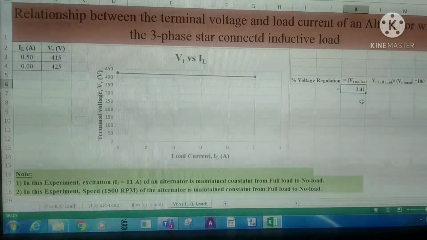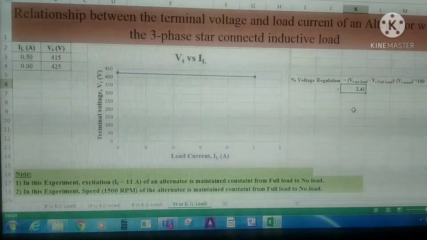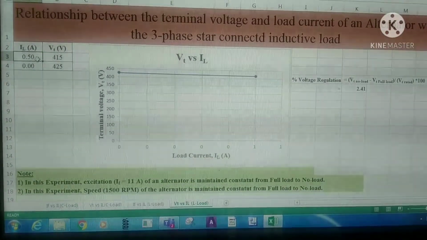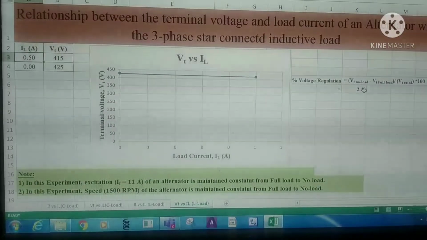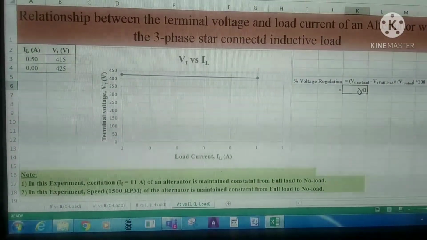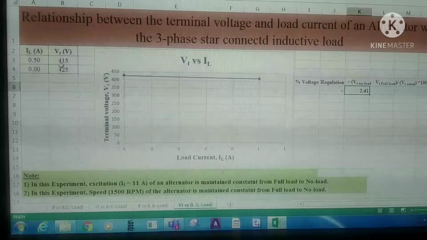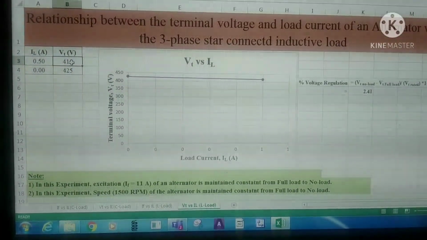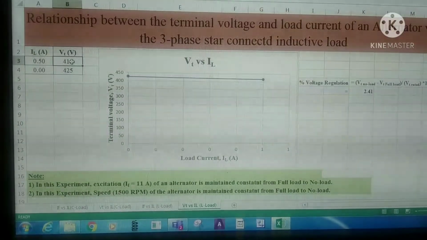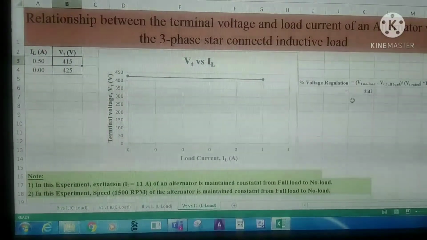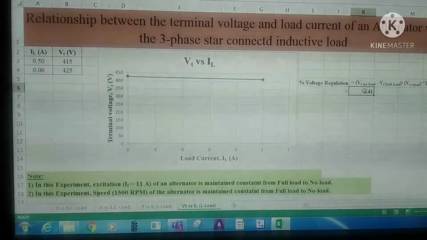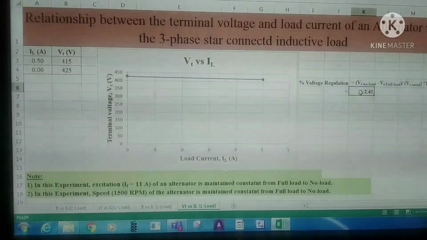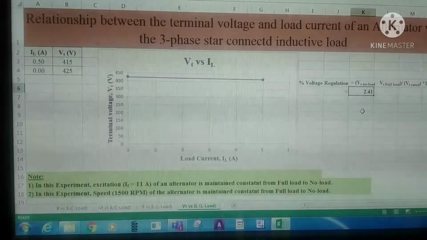And here we have determined the percentage voltage regulation with respect to a load step value of 0.5 amperes. Here the no load voltage is 425 volts and the full load voltage, not really full load, we have taken at some load, that value is 415 volts. With respect to that load, we have determined the voltage regulation. The value will be 2.41%.